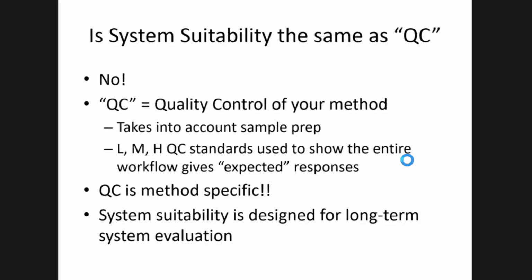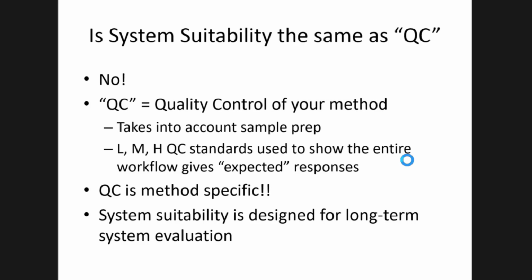Okay, leading in, is system suitability the same as QC? I don't believe it is, but there may be some debate out there. QC is quality control of your method. So if you spike an intact protein into your sample, you are doing a quality control on your digestion. We're not looking at our sample handling workflow. We're only looking at performance of our LC and MS system integrated together.